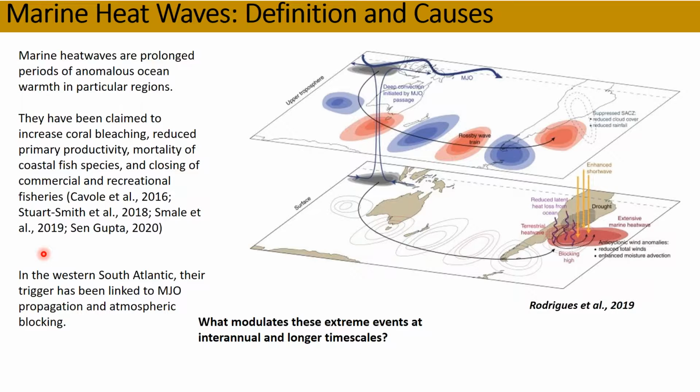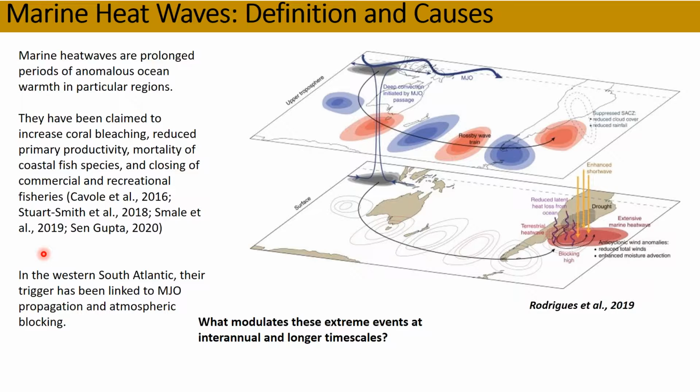First, I want to define what marine heat waves are. Marine heat waves are prolonged periods of anomalous ocean warmth in a particular region. We have regions, and discrete events in time where a warm anomaly happens during a few days, and we define this as marine heat waves. The opposite would be the cold spells.